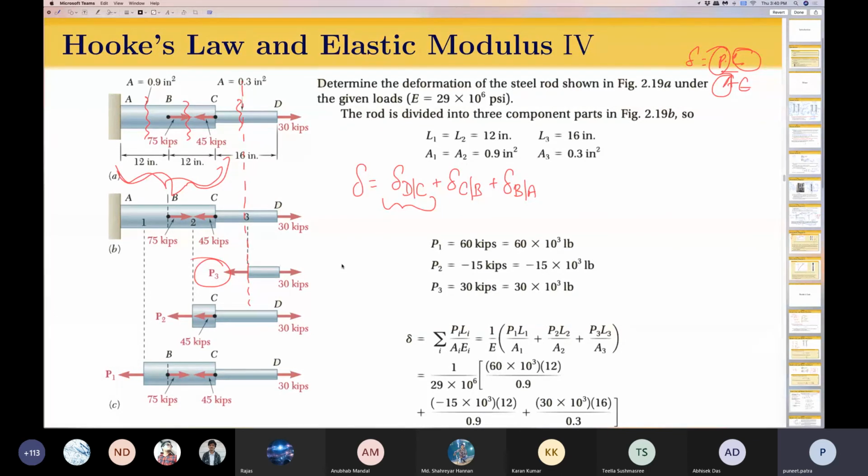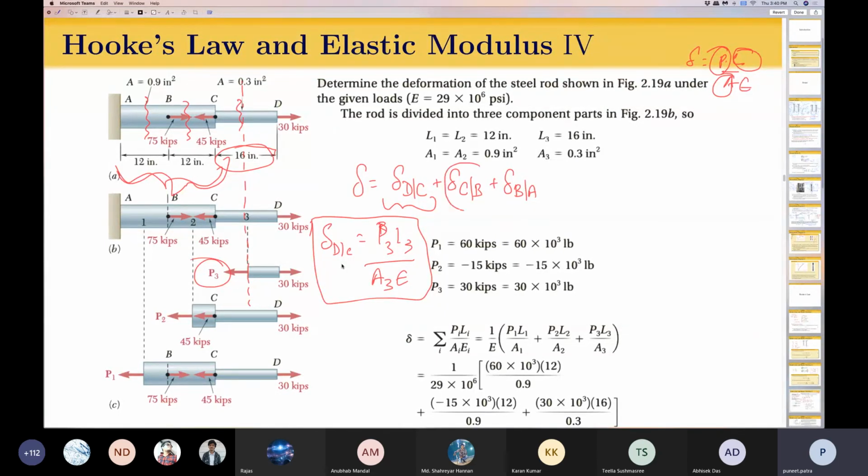So once you find out the axial force, then your delta D given C will be equal to P3 L3 over A3E, where L3 is the length 16 inches. Since the force P3 remains the same across the cross section C and D, we can write this equation in this manner in order to obtain the relative displacement of D with respect to C.